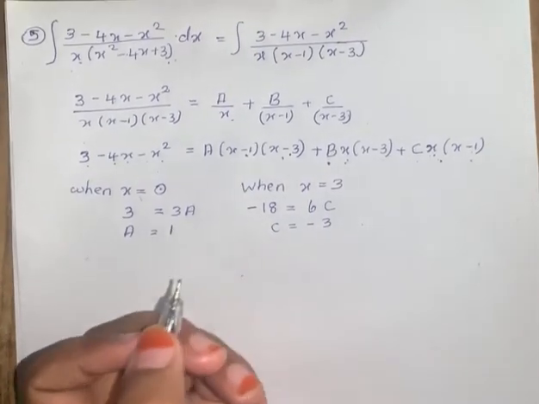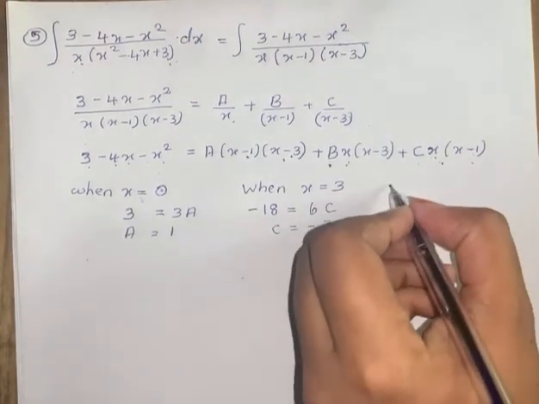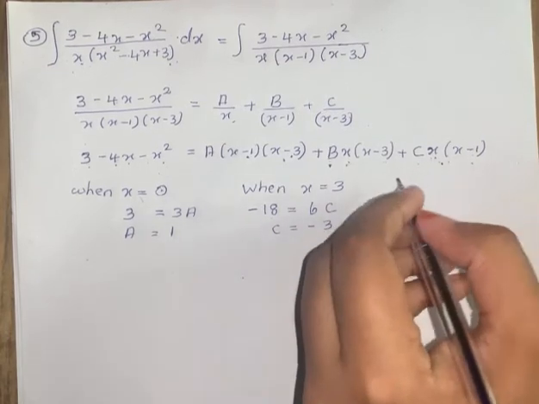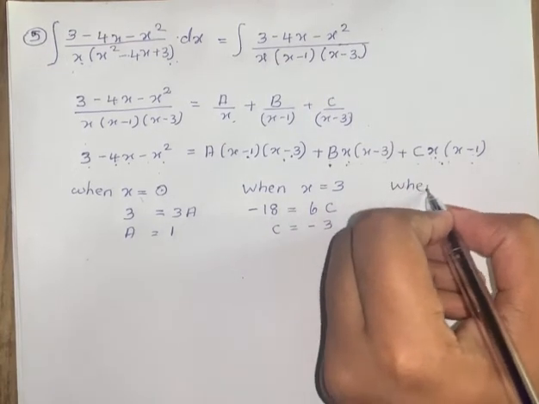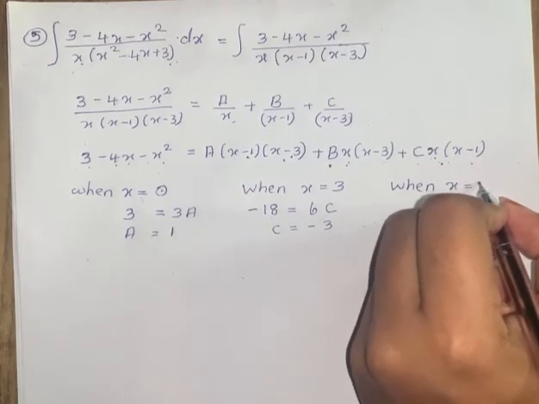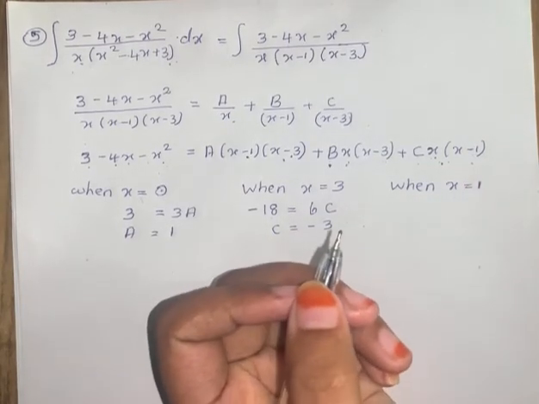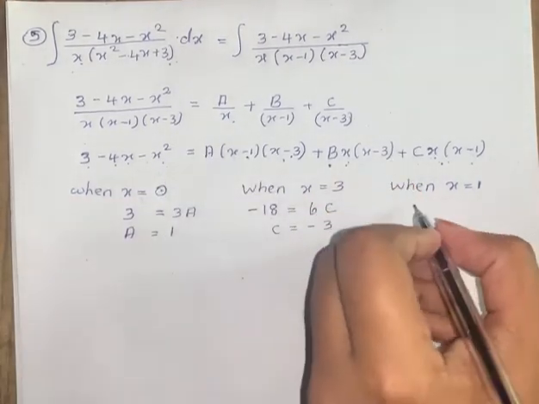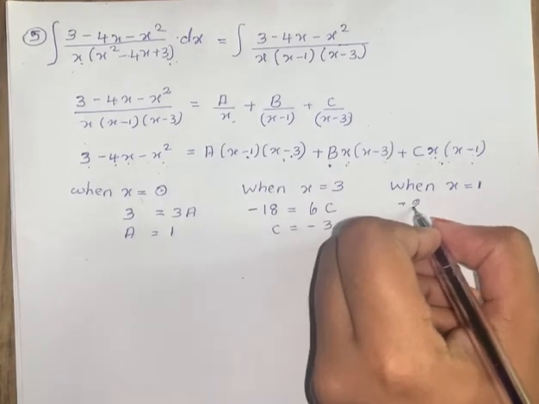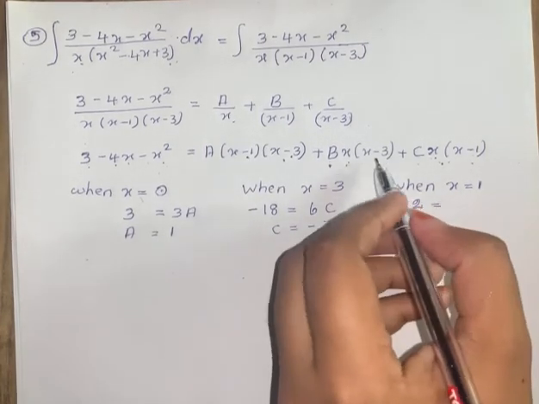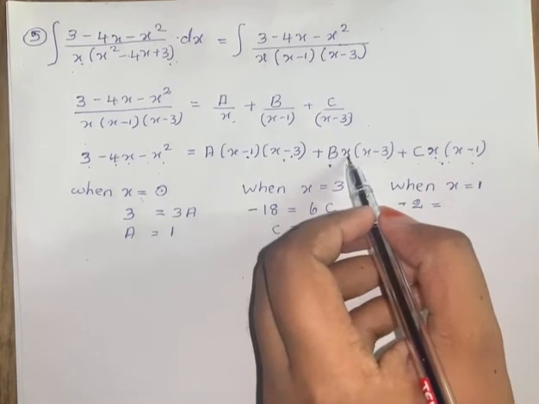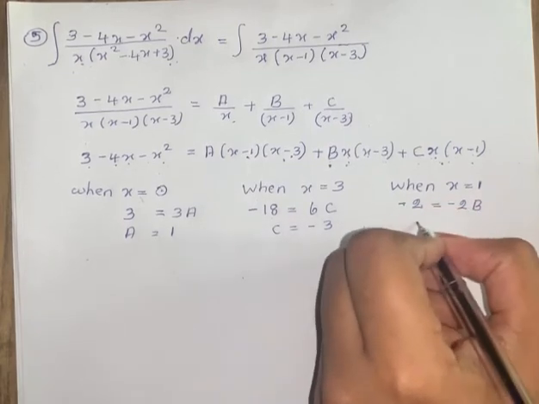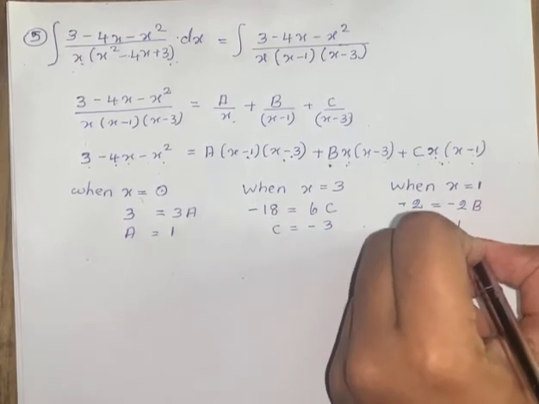Okay, so we have to find B now. We have to make the last part 0. There is x minus 1, so we are taking x as plus 1. If we substitute in the LHS, we will get minus 2, that is equal to minus 2B. So the answer would be B is equal to 1.